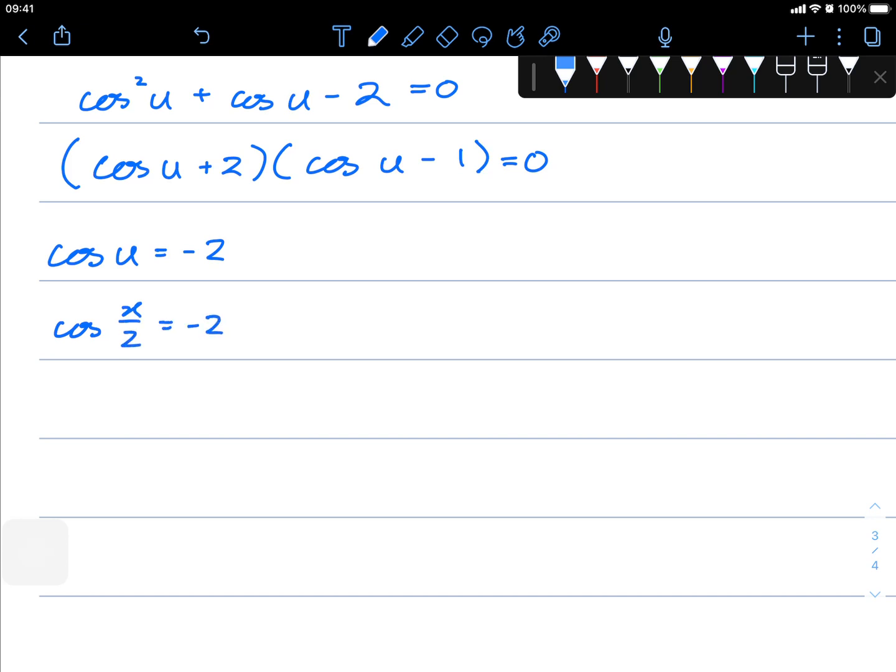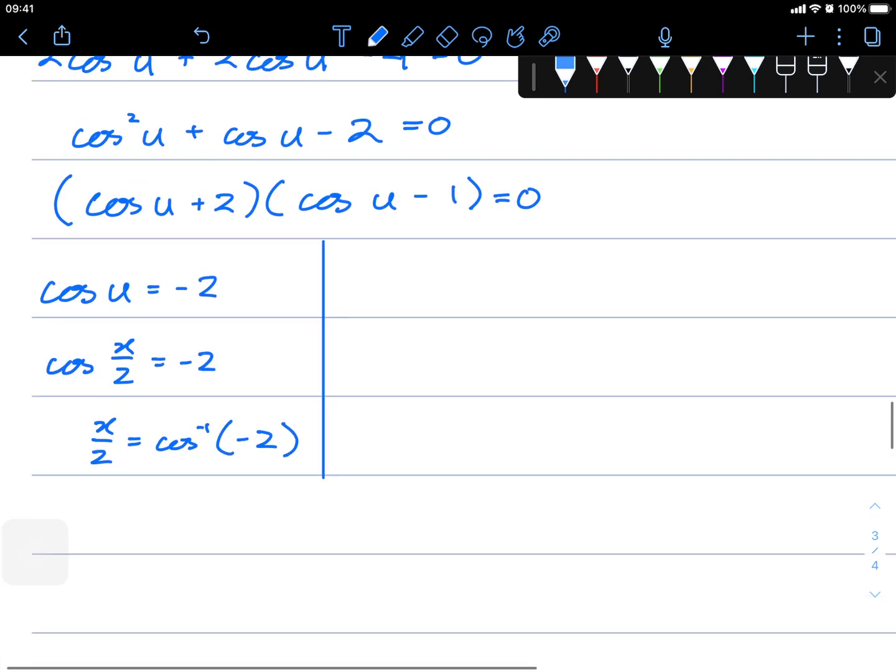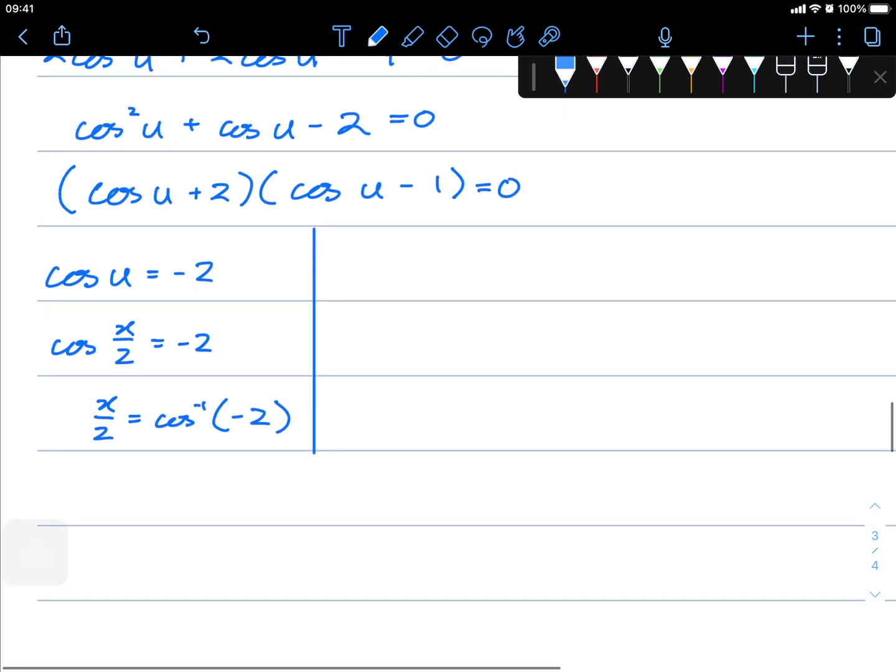X over 2 equals cos inverse of negative 2. I believe this is going to be an error. We actually can't get that, but we'll leave that for now. And for this one, we get cos of x over 2 is equal to 1.